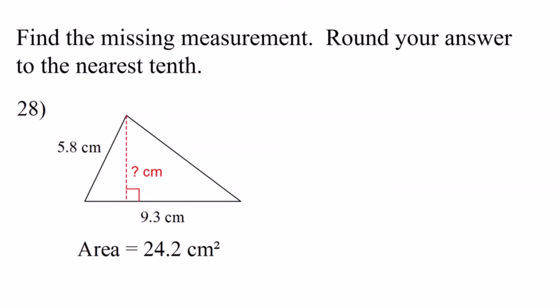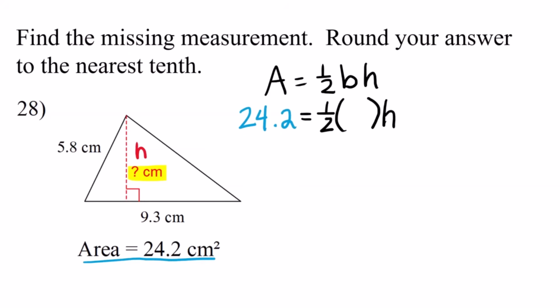All right, we have an area problem. The thing we don't know is the height. We start with the area formula. Let's plug in what we know. We know that the area is given to us as 24.2 square centimeters. So I put in the 24.2. I put in the 1/2. I use h for the height because that's the thing I don't know. Now what's the base? It's the 9.3. Remember, the height and the base are perpendicular. Now we just do a little math here.